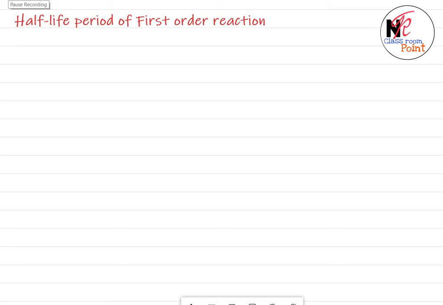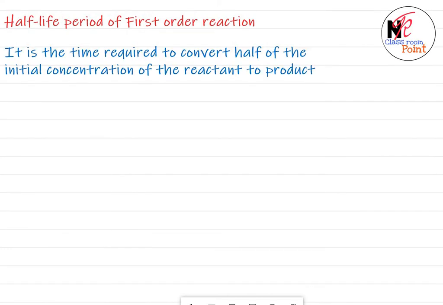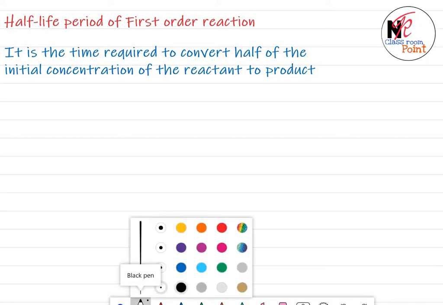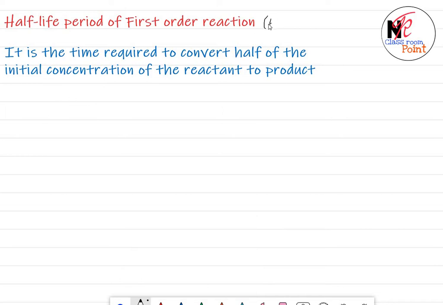In this session, we shall discuss the half-life period of the first order reaction. Let us try to know what is the definition of the half-life period first. It is the time required to convert half of the initial concentration of the reactant to the product. Whatever the time we need to convert the reactant into product to its half value, it is called the half-life of the reaction. It is usually denoted by T half.